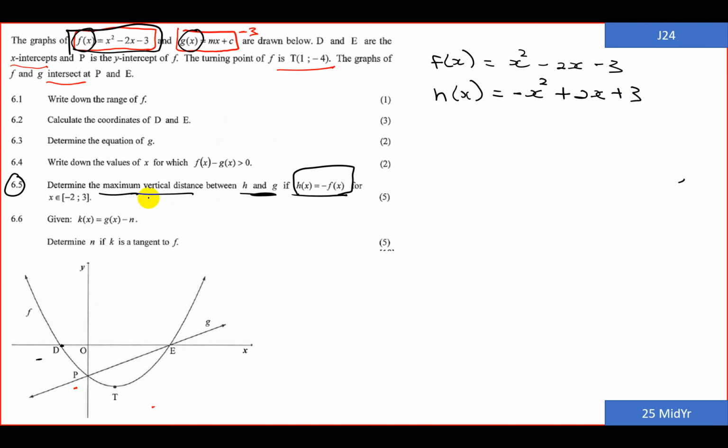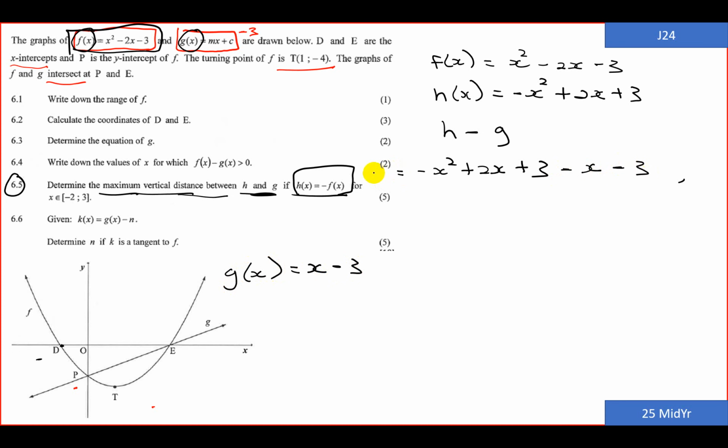And then the question says, determine the maximum vertical distance between h and g. So all we're going to do is take h and we're going to minus g. Now we know h is minus x squared plus 2x plus 3. In the previous question, we did find out the g of x, and the g of x, if I remember, was x minus 3. Now we're going to subtract that. Okay, so if we actually subtract the g of x, your signs are going to change. You're going to have a minus x minus 3. So let's give it a name. Let's call this, which I haven't done, D for distance, all right?